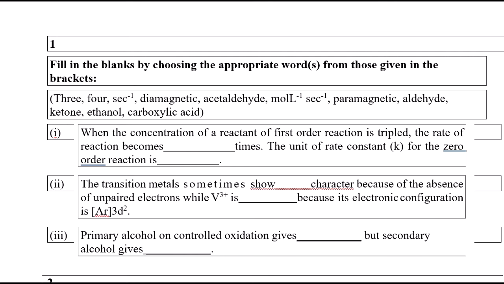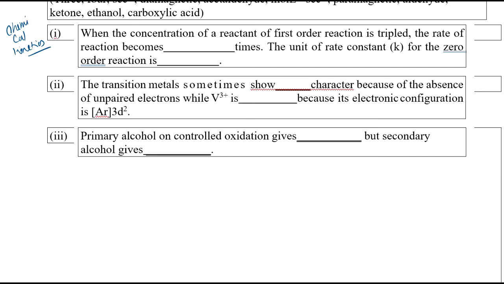So the first question, as you can see here, is some fill in the blanks. In the fill in the blanks, I have taken questions like the specimen copy. The first question is from chemical kinetics. The question is: when the concentration of a reactant of a first order reaction is tripled, the rate of the reaction becomes dash times.